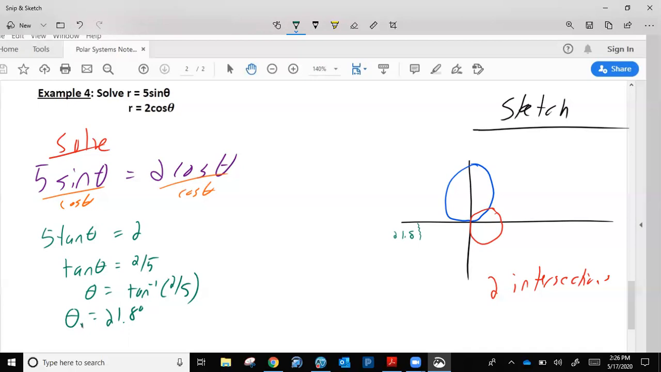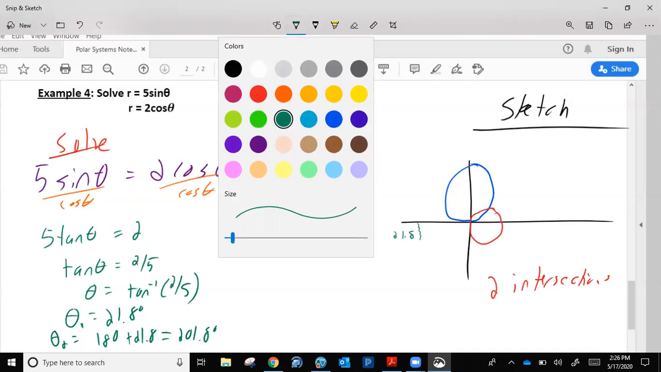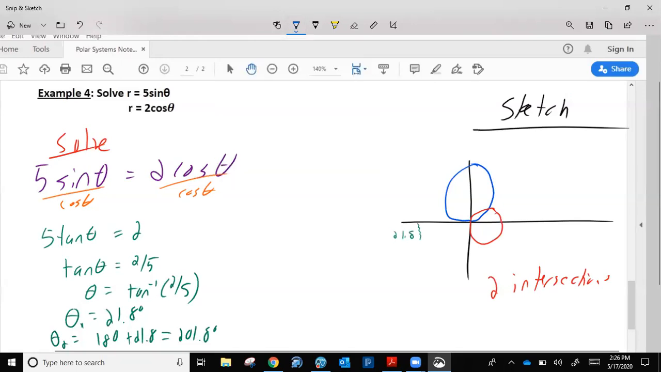So the axis here is 180. I want to increase that by 21.8 degrees. So theta 2 is going to be 180 plus 21.8, which is 201.8. So I have angles of 21.8 and 201.8. I need to use those angles to figure out the radius.